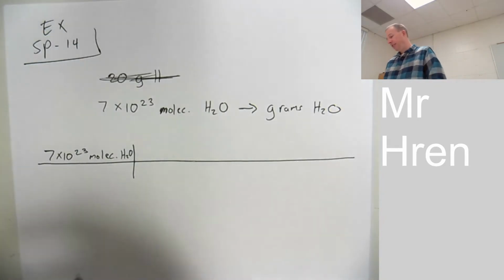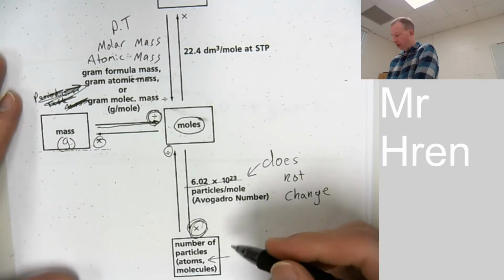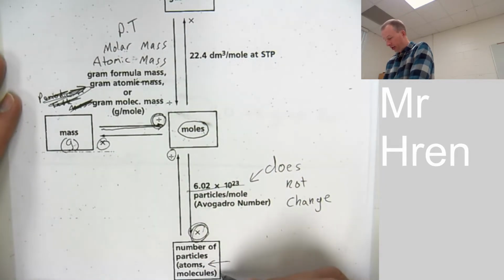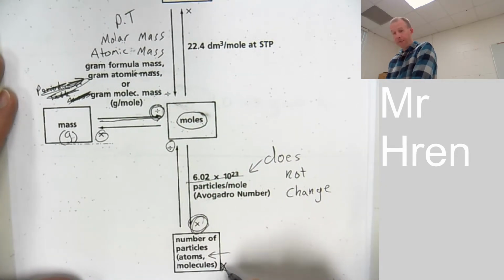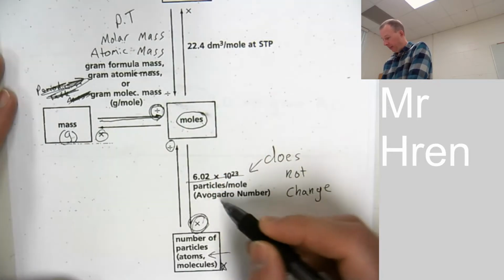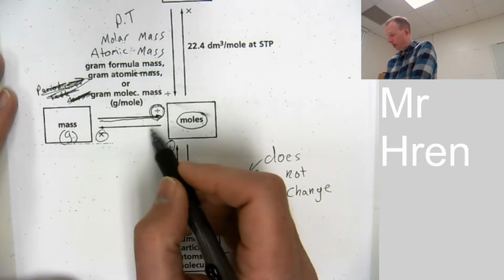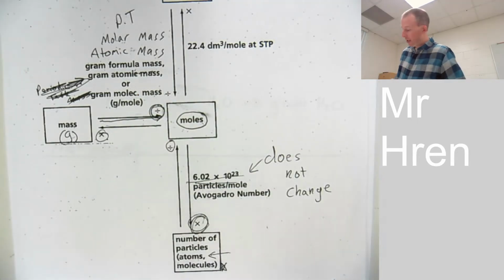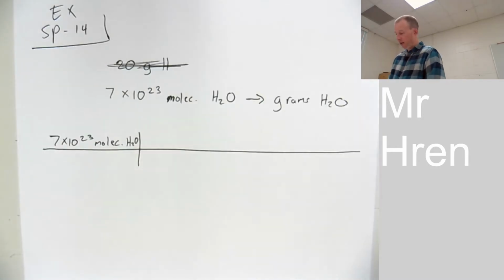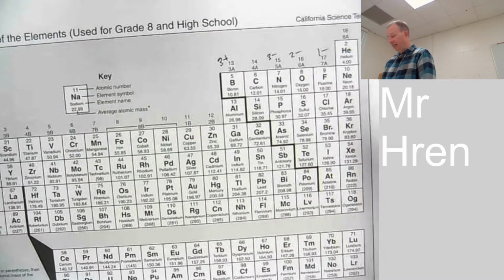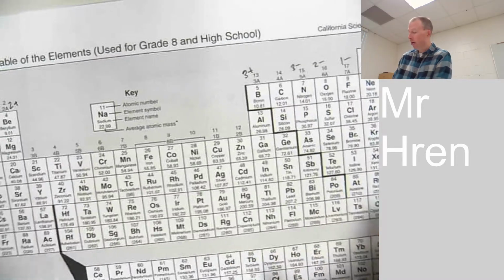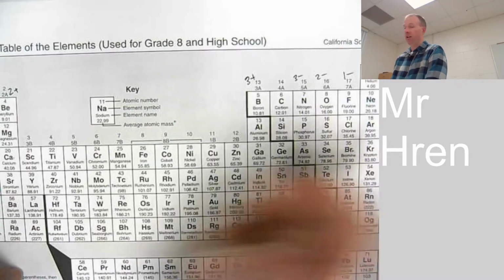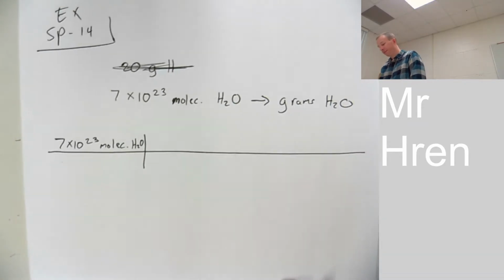Now, the process in this case is reversed from what we saw before. In this case, you're going to go up. You're starting down here now with molecules, and you're going to divide by Avogadro's number. Then you're going to multiply by the molar mass, the periodic table mass. The big difference in this case is just that H2O is not on the periodic table. Instead, you're going to have to look up hydrogen and oxygen and add them up and then figure it out.